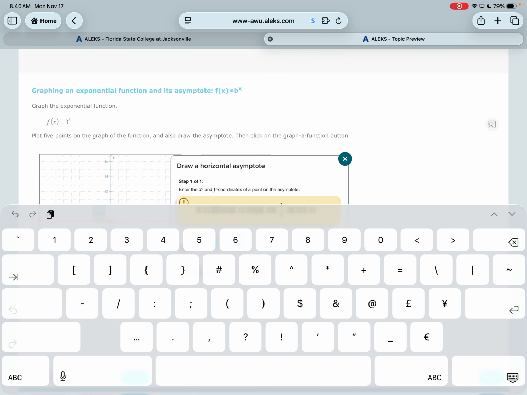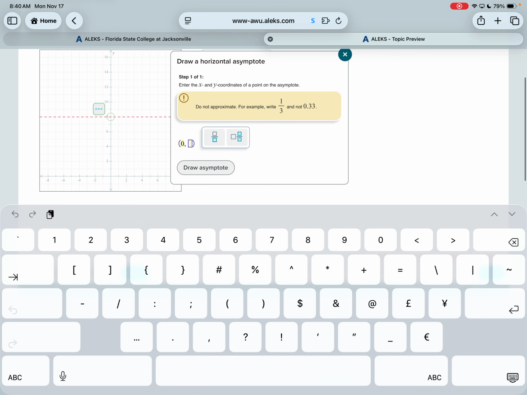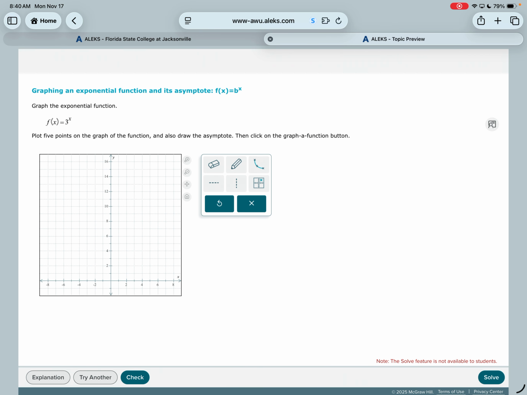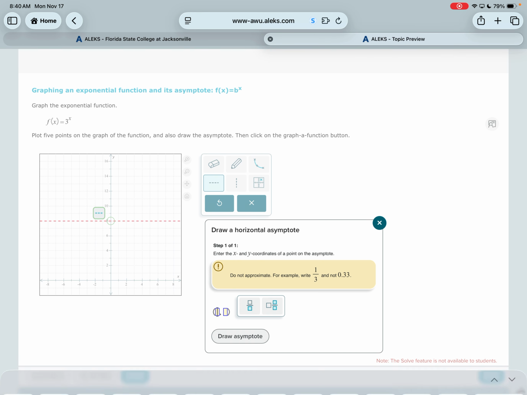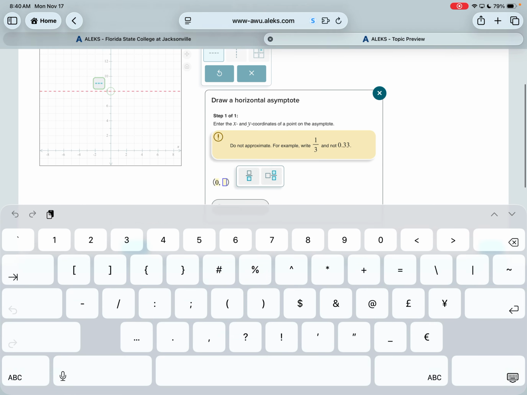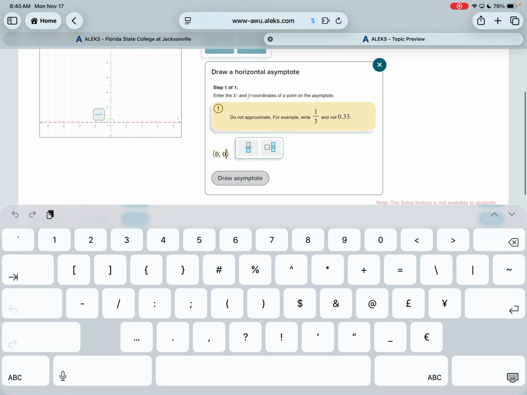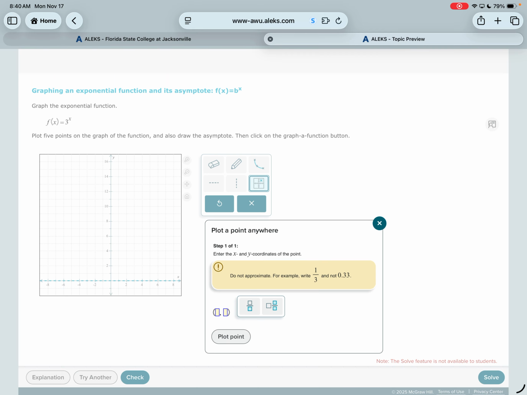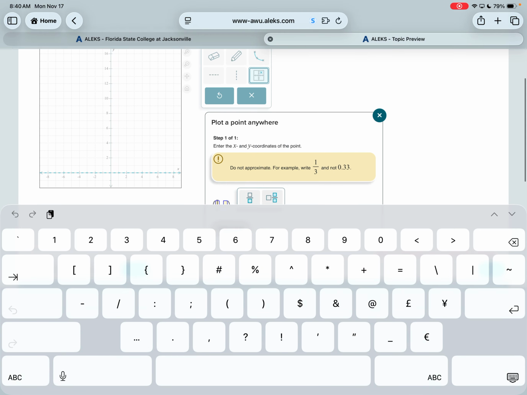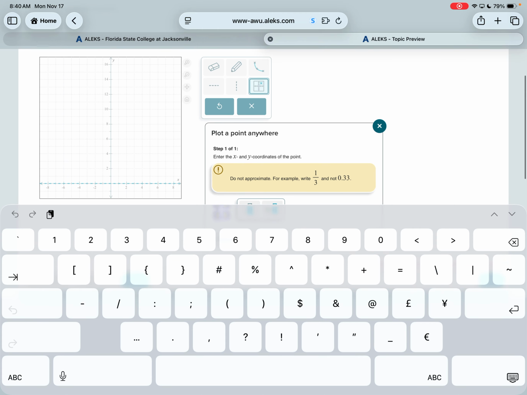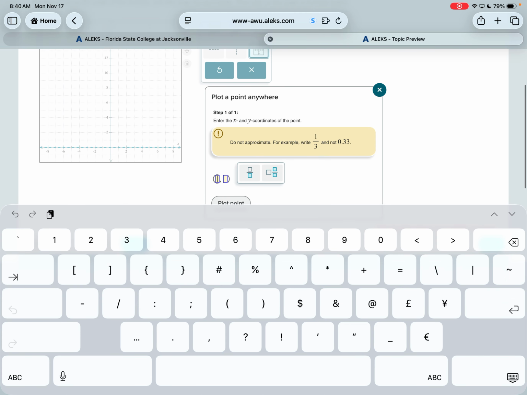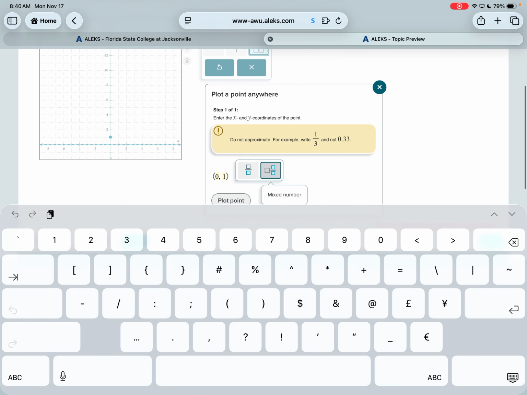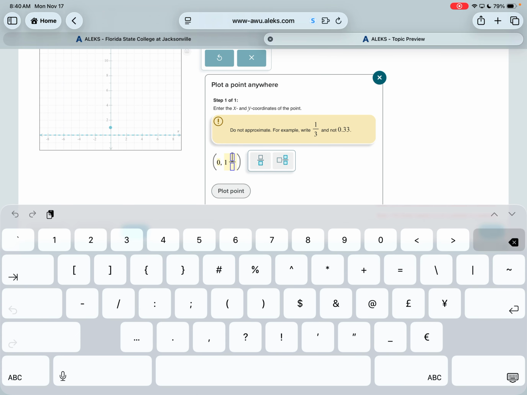Now look at my pattern real quick. 1 was 3, 2 is 9. -1 is 1/3, -2 is 1/9. So without thinking about it, if I followed the pattern, 3 to the -3 would be 1/27. Okay? It will always follow that pattern right there. The negatives always just put a 1 underneath on those.